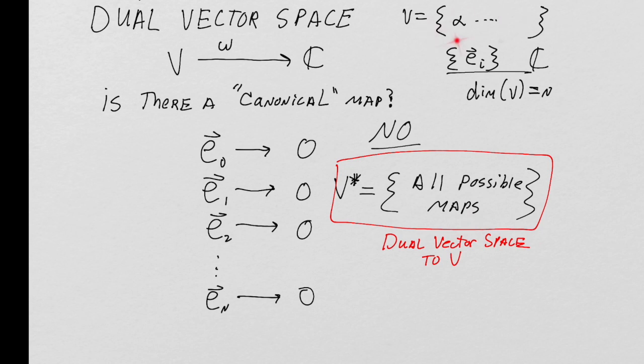But notice that this vector space, the underlying vector space, is purely abstract. We're just listing elements.